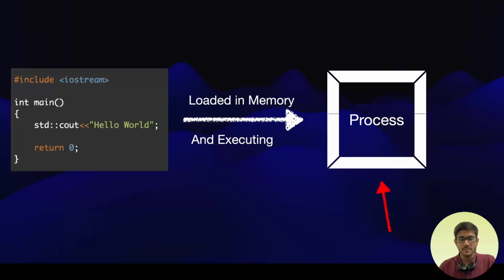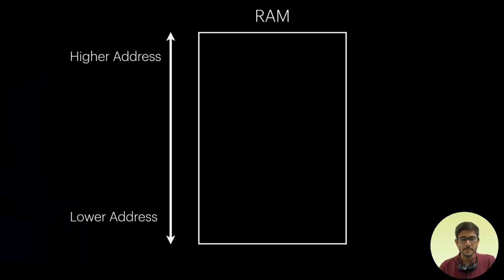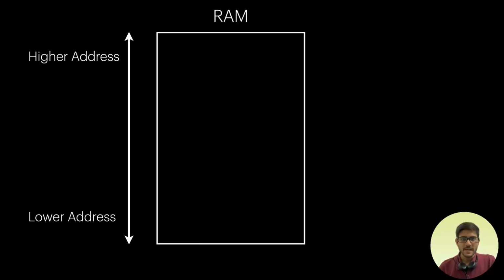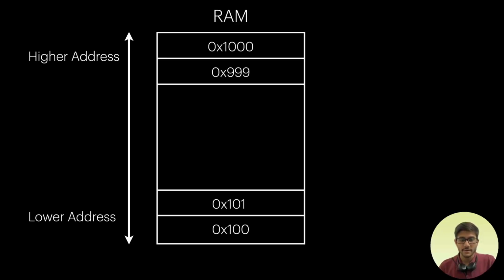Now I will be going over the memory layout of a typical C++ program. So let's say we have this RAM allocated to us. This is the memory chunk that we are getting for our C++ program or any C program. So what do these higher address and lower address actually mean? They literally mean that they are higher addresses and lower addresses.